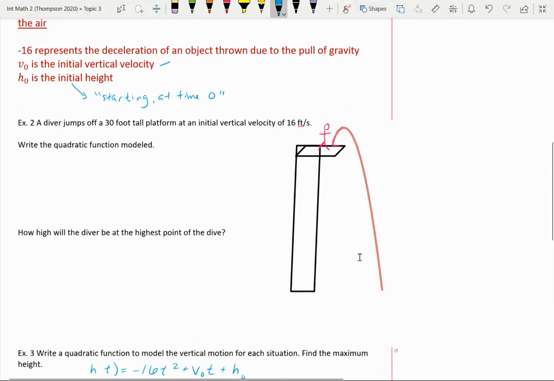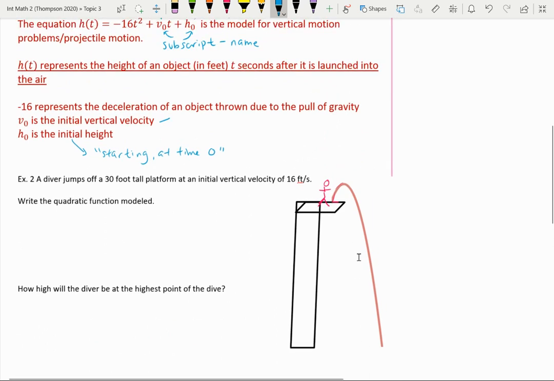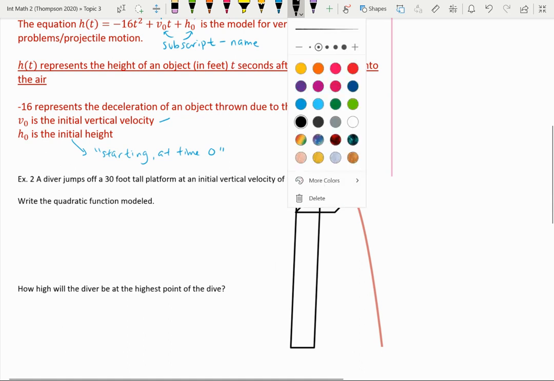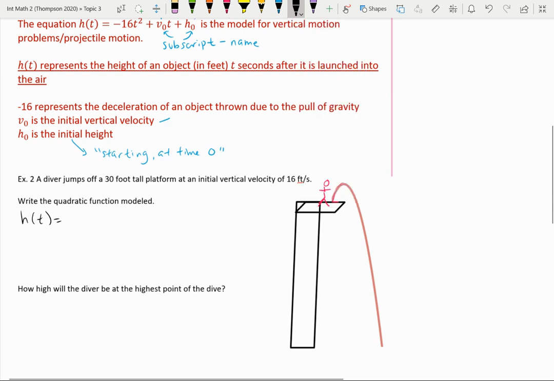All right, here we go. Example 2. A diver jumps off of a 30-foot tall platform at an initial velocity of 16 feet per second. Write the quadratic function modeled. So we are going to use this exact formula that's provided up here. h of t is equal to negative 16 t squared plus v initial times t plus h initial.